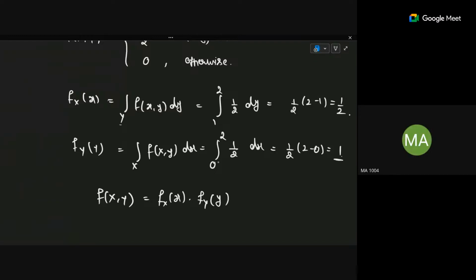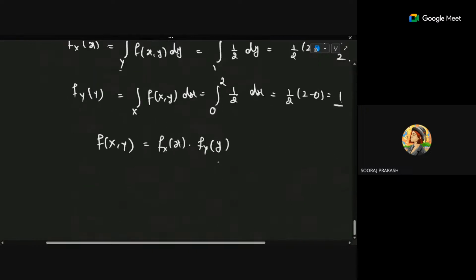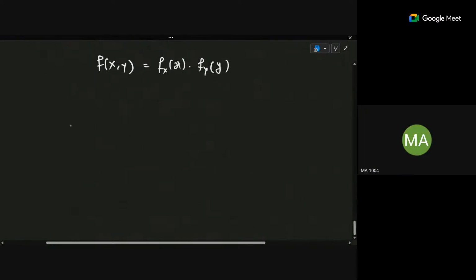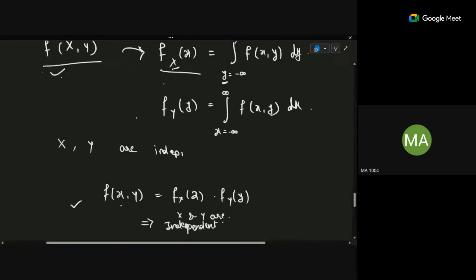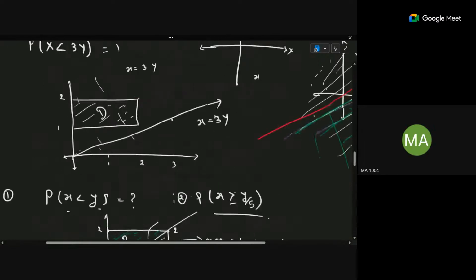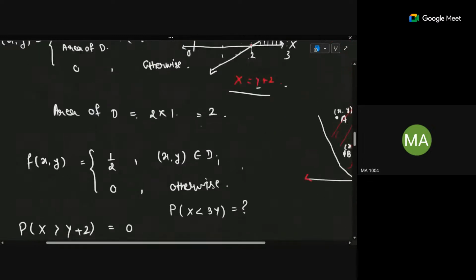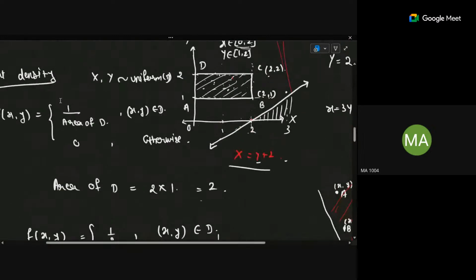How do we get that f(x,y) equals 1 by 2 for (x, y) belonging to D? How did we get that? Have you attended the lecture, or did you miss something in between? See here, we said that if x and y are uniform over D, then it is 1 by 2. Got it.